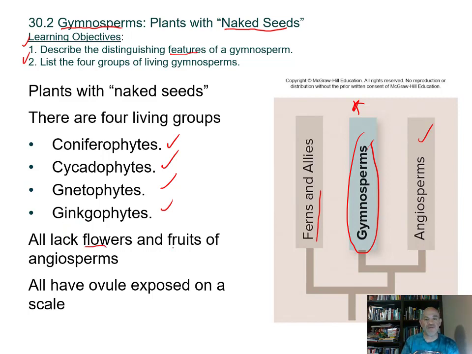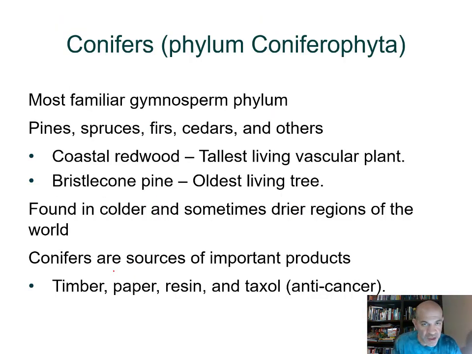There are no flowers or fruit in this group, like you see in the angiosperms here. The ovule is going to be exposed on a scale, and the scale is just a modified leaf. So, looking at the conifers, they belong to the taxon, which the phylum is Coniferophyta. There you see that phyta again, which references the plant. And the conifers are probably the most familiar gymnosperms because of the pine cones. They include pines, spruces, firs, cedars, and others.